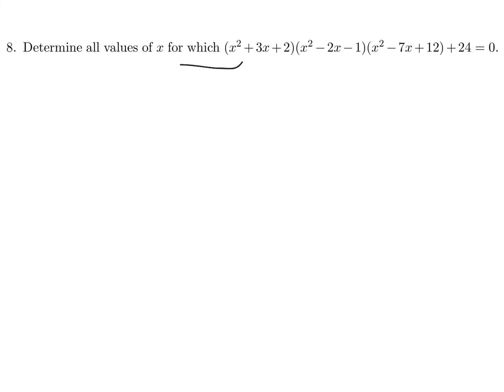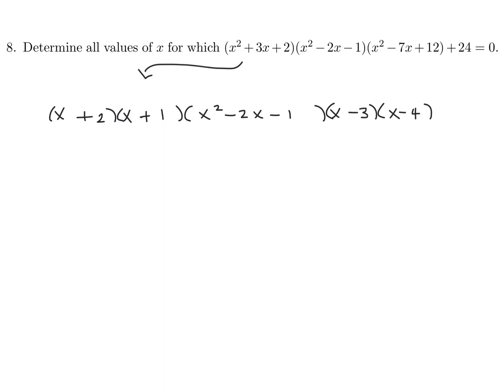Let's bring this here. The first one factors into (x plus 2)(x plus 1). That's pretty straightforward. And the second one, I don't think that has a nice factor unless you use a quadratic, so I'll just leave that for now. This one, however, I know will factor nicely: (x minus 3)(x minus 4). And then we got this 24 out here.